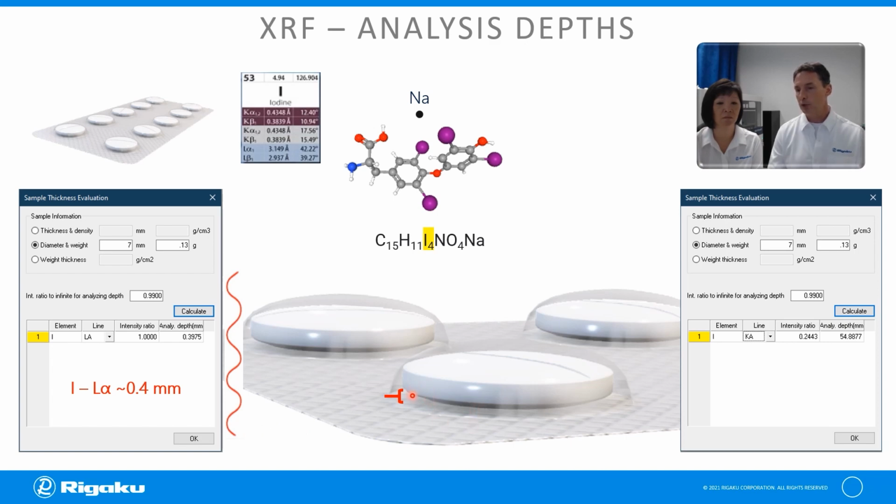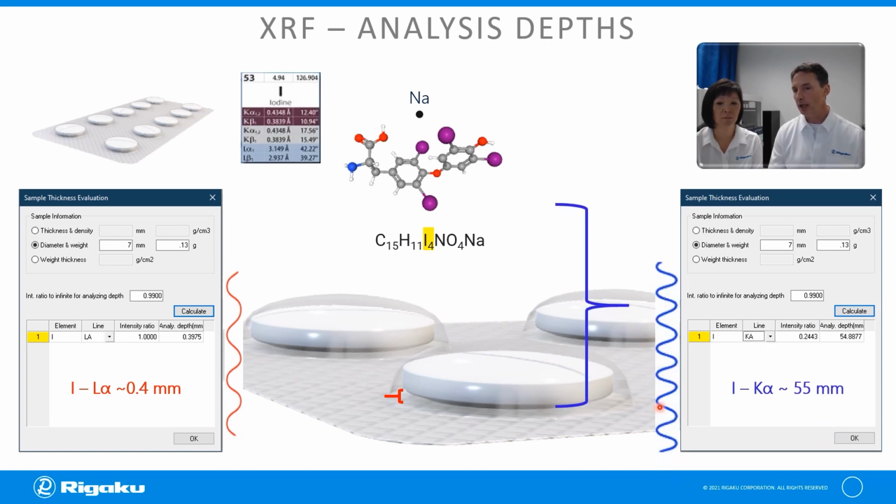So you can do the front and the back. You can get an idea of local potency. You could also go to the K-alpha line, which is a shorter wavelength, more energetic. And with this, we can actually see up to 50-some millimeters, 55 millimeters of depth through the sample and still get signal. So potentially you could even stack multiple pills.